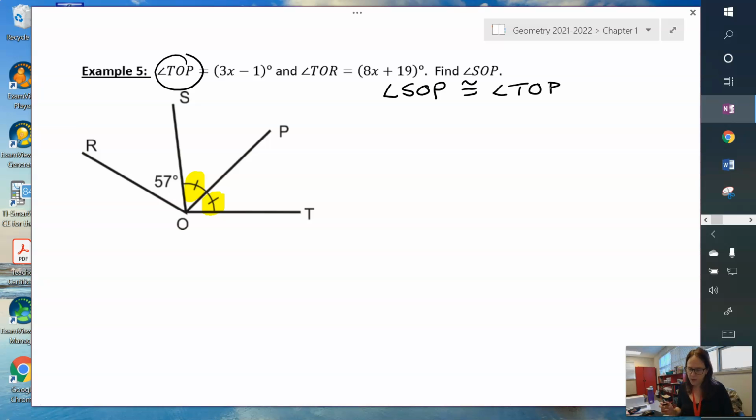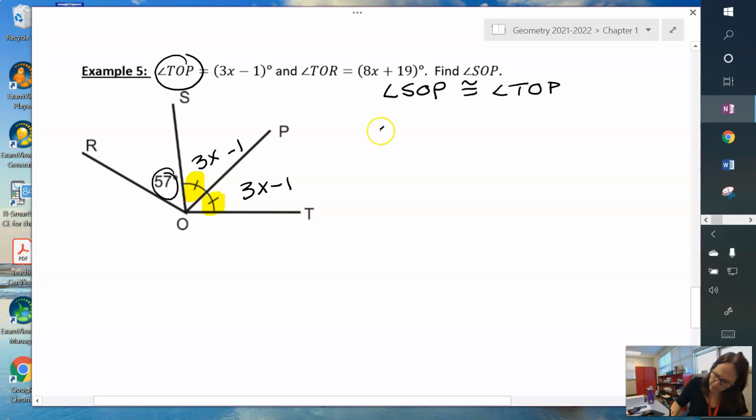So let's fill in what I know. Angle TOP is 3x minus 1. Now this angle all the way through TOR is 8x plus 19. I need to find angle SOP. Well, I know it's congruent, so this is also 3x minus 1. This angle in here, SOR, I'm told is 57. So now I've got 3 angles. I can add 3 angles together to get my big angle. That's fine. So here I go.